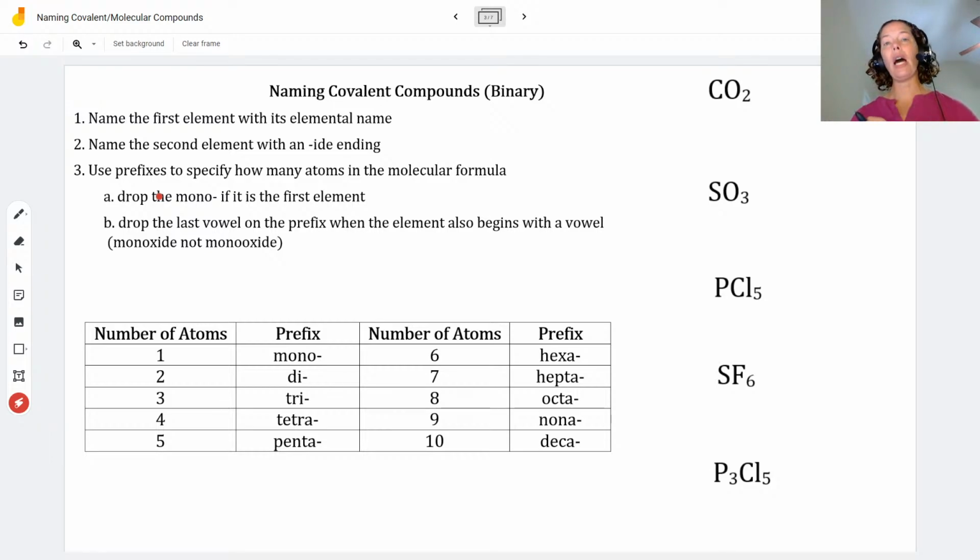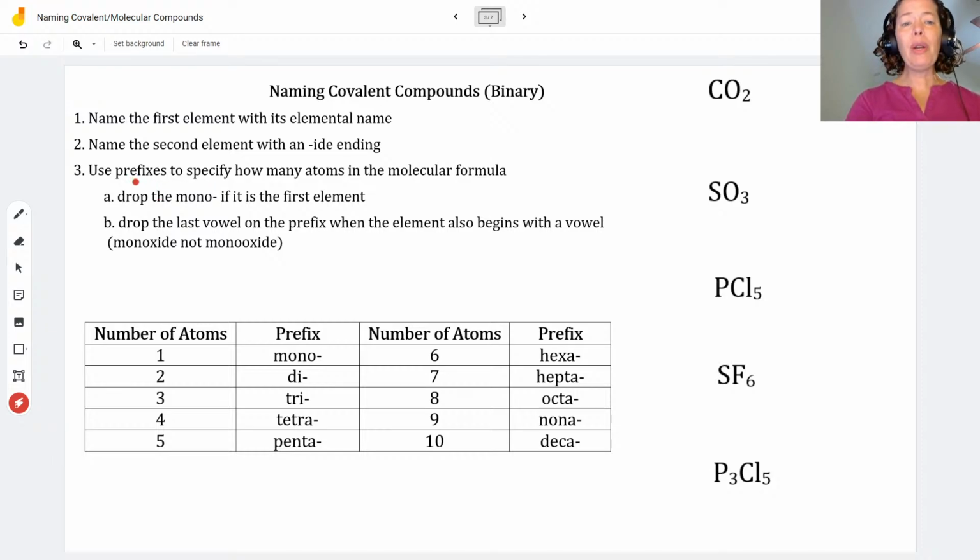So if you remember ionic compounds, we did not specify how many atoms were in each because we didn't need to, since we could predict what the charge was on either the cation or the anion. But in this case, because we are sharing electrons, and again, some of these are not real world examples, we need to specify how many of each element we have.